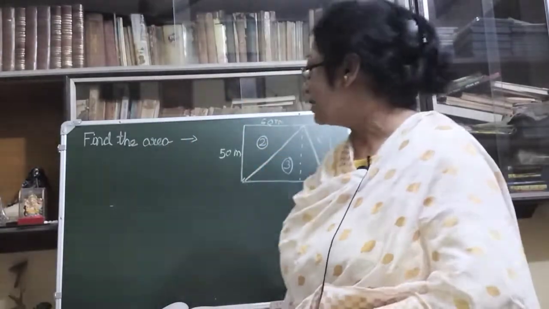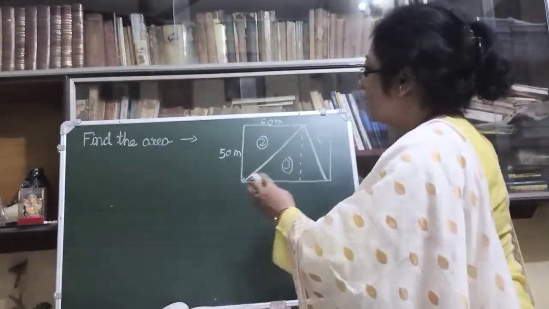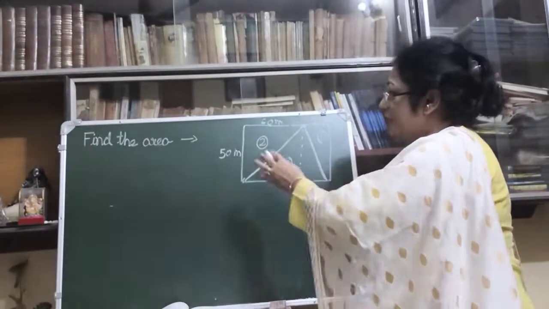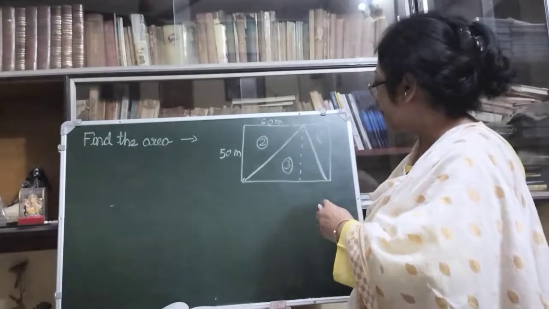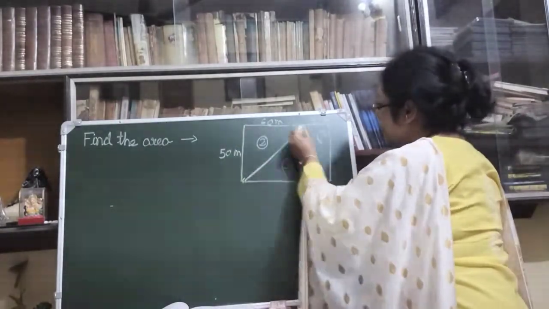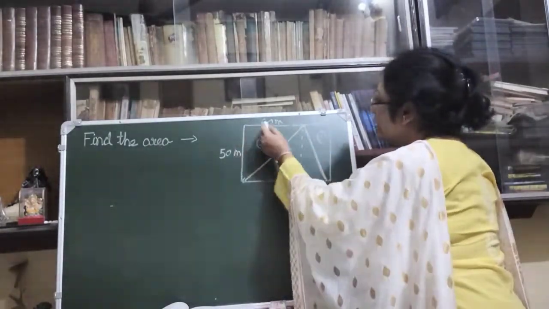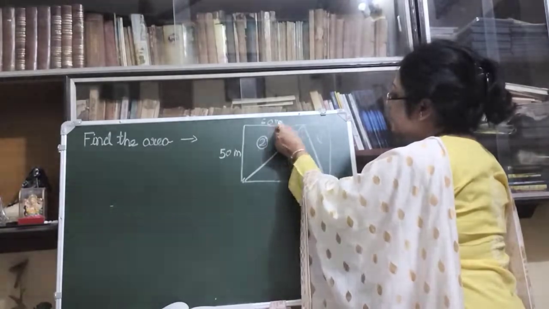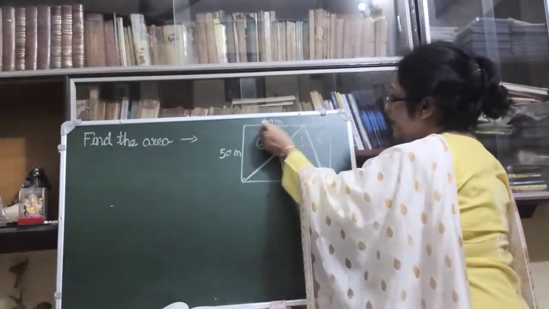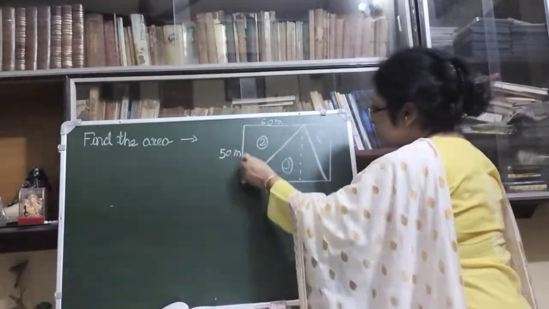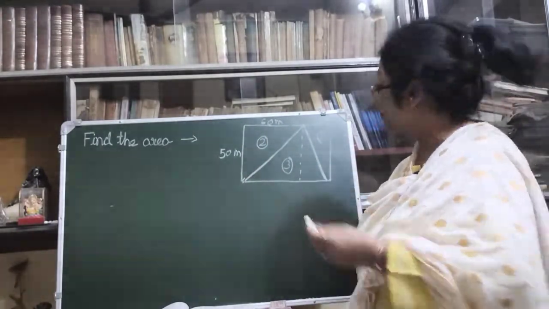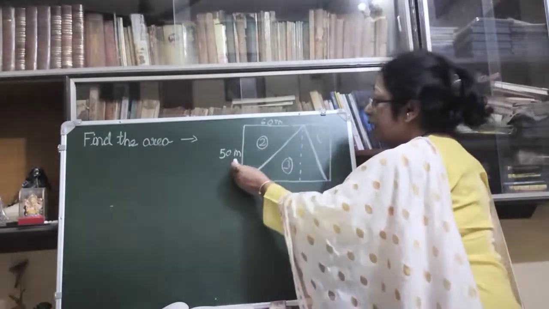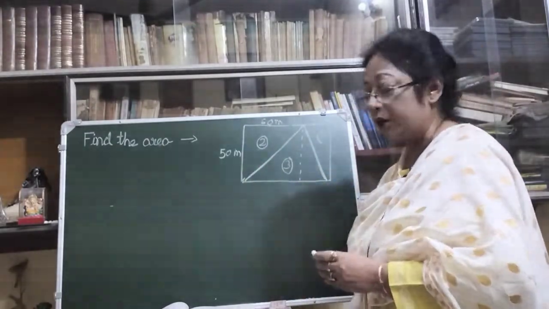So today, as I told you, we will find out the area of the composite figure. So here is that figure. This one is one rectangle whose length is 60 plus 20, 60, 70, 80 centimeter long. This one is length, then breadth is 50 meter long.